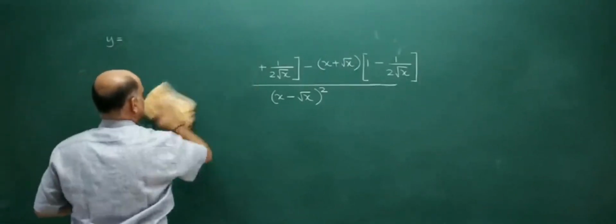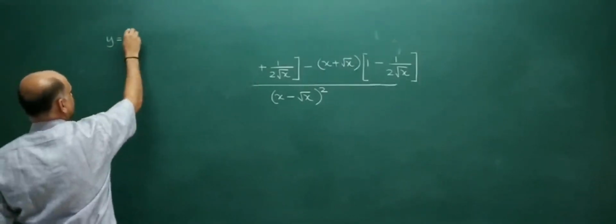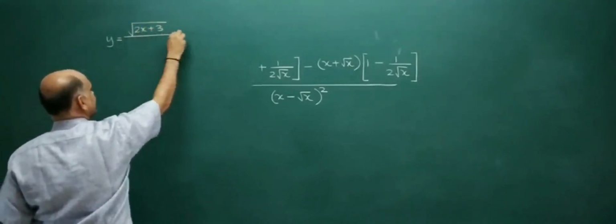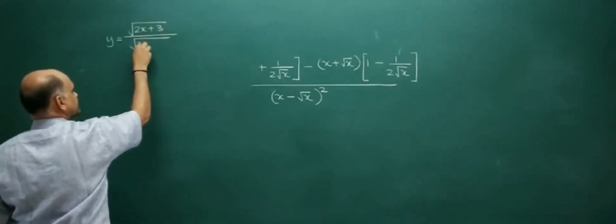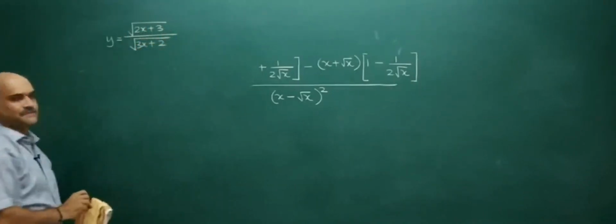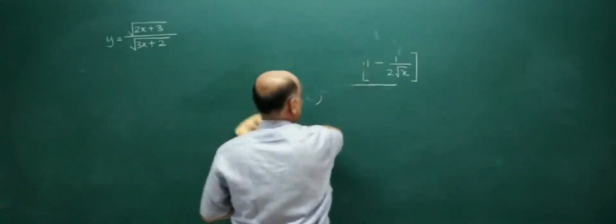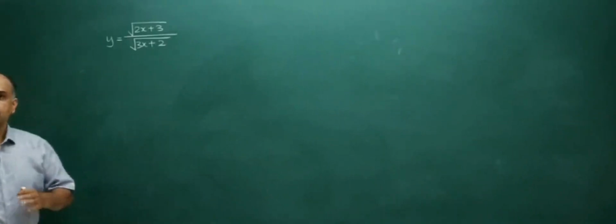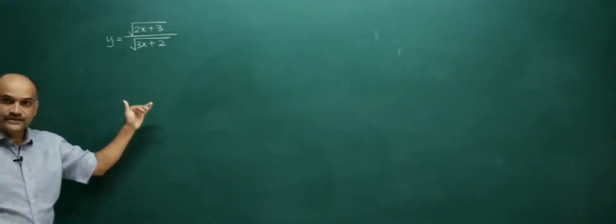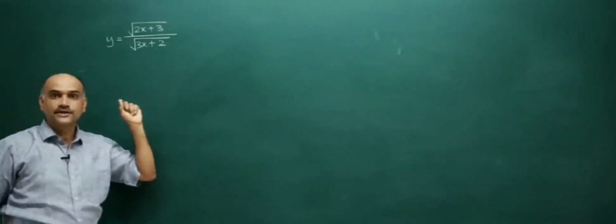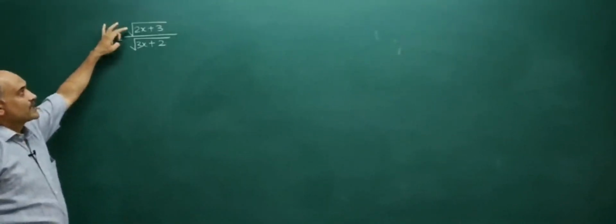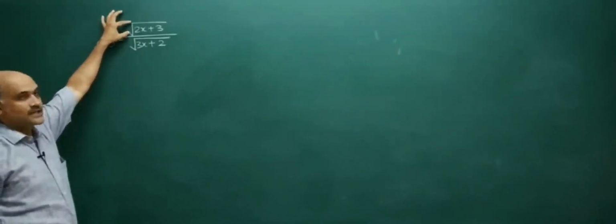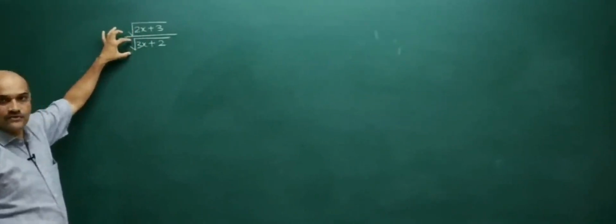Now I'll change a little bit. So I will write it in this form. So you can say y is equal to root of 2x plus 3 whole divided by root of 3x plus 2. So now the difference between the last problem and this problem is, there first we were differentiating root and then applying u by v. Now here first you are required to apply u by v. In numerator root is there, divided by in denominator root is there.